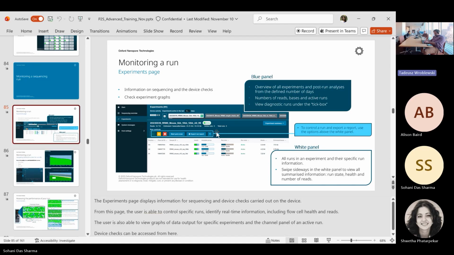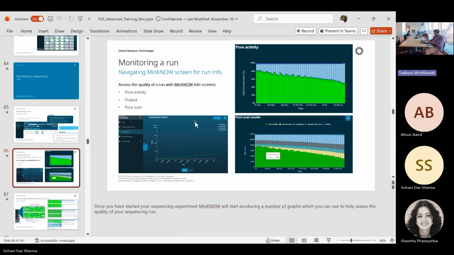And also there is an option of export run report, which we have done in the morning, where you get all the run related metrics. So these are the three. I feel like there are multiple important parameters, but I always check pore activity and pore scan.